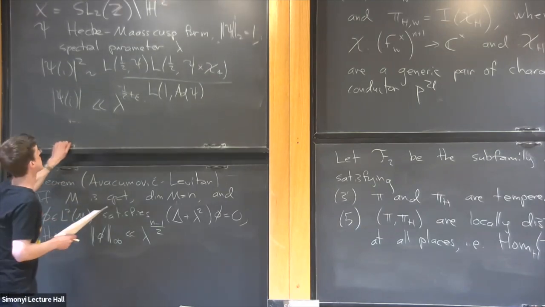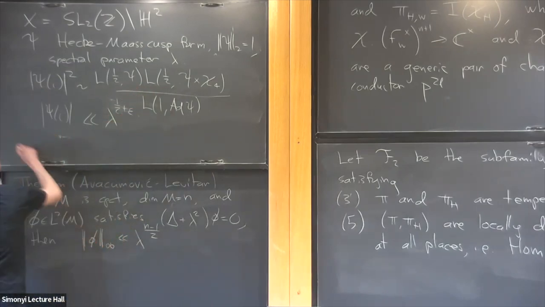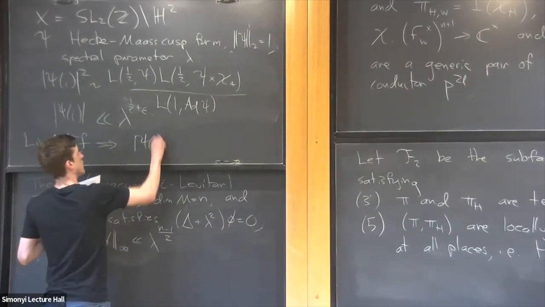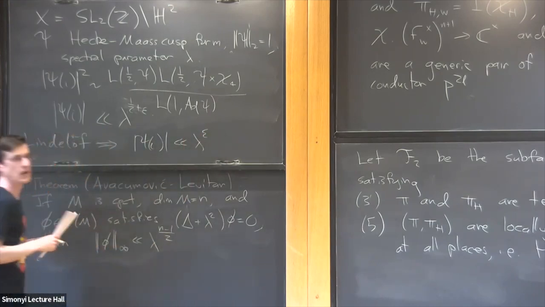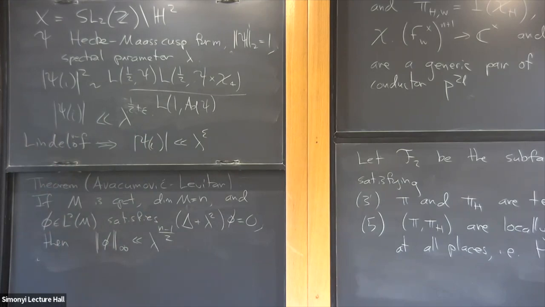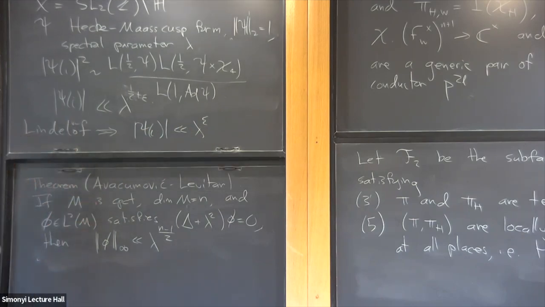It's also conjectured, so you have Lindelöf for the central L values. That would imply that psi of i is lambda to the epsilon. But this is also conjectured on a general compact surface: the sup norm grows like lambda to the epsilon. And the same is conjectured on the hyperbolic surface if you look at a fixed compact set. This follows from the general philosophy of quantum chaos that eigenfunctions in negative curvature should behave chaotically. Although this only holds on surfaces; in higher dimension you expect lambda to the epsilon growth, it's known to be false.